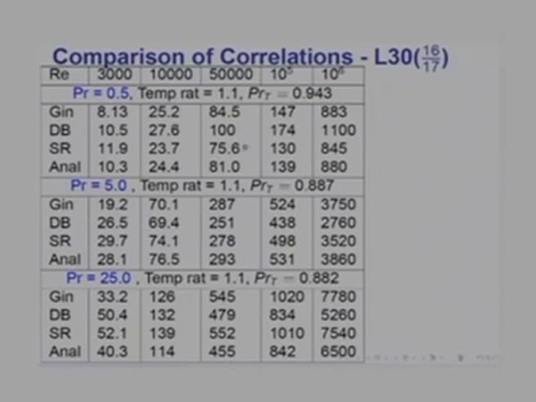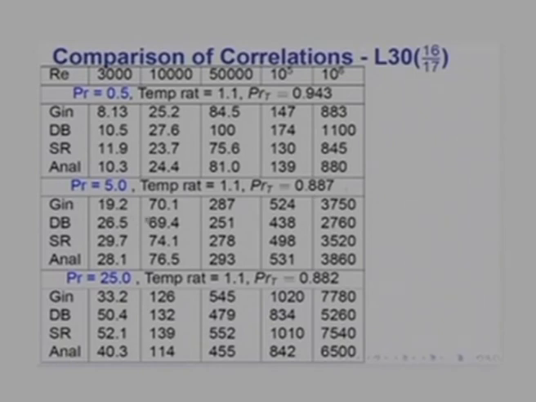Then just see what happens. So at Reynolds number 3000, Gnielinski correlation predicts 8.13, whereas Dittus-Boelter predicts 10.5. Schlichting and Rouse produce 11.9, whereas the analogy method produces 10.3. And similarly at 10,000 and 50,000 and 1 lakh and 1 million, you will see that Gnielinski and other correlations predict very well, are comparable, Nusselt number, but Dittus-Boelter is way out, as you can see. For high Reynolds numbers, Dittus-Boelter relationship predicts much higher than predicted by any of the other correlations for gases.